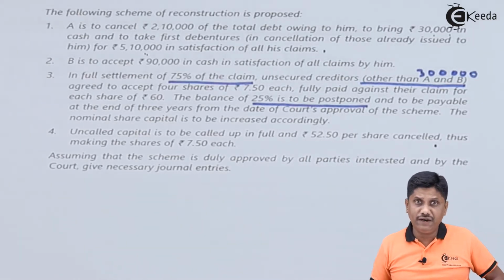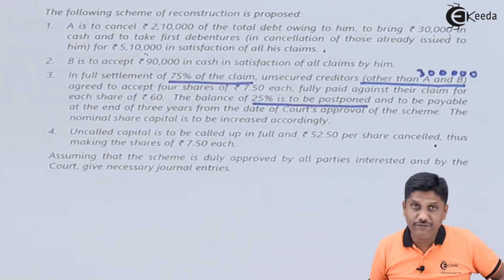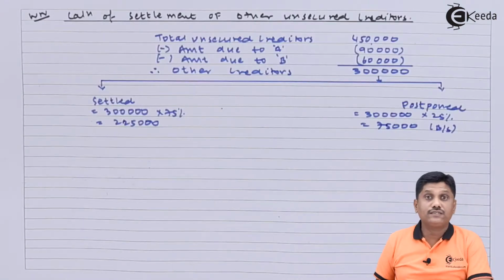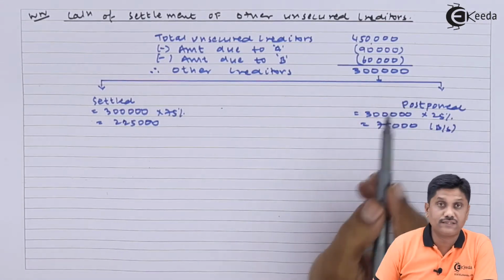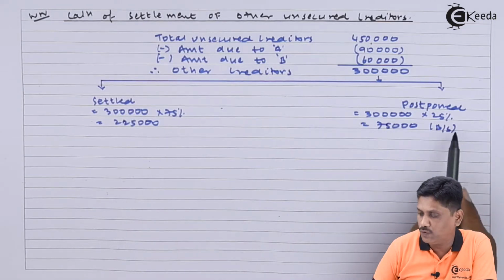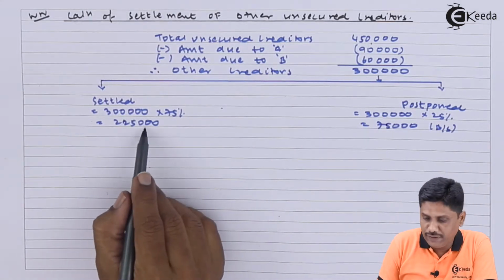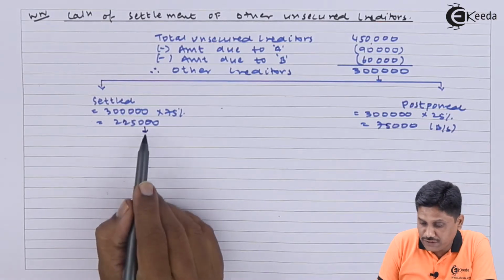Fine. Let us divide this 3 lakhs in two parts: 75% and 25%. Friends, we have divided this 3 lakhs in two parts: settled and postponed. Settled is 75%, postponed is 25%. So we are settling this 2,25,000. Now sir, how we have settled?